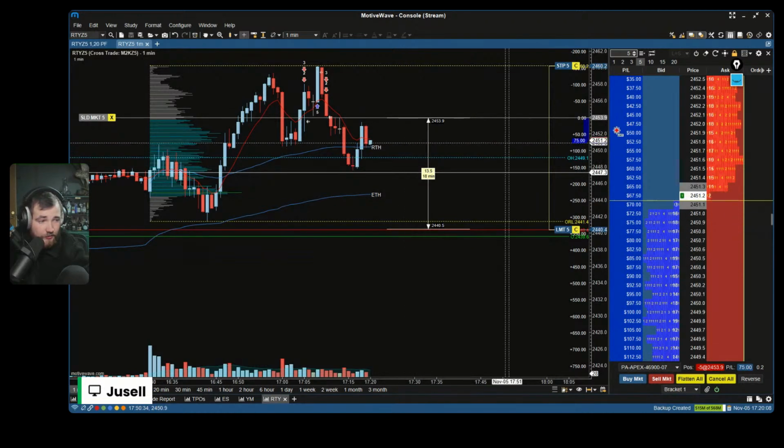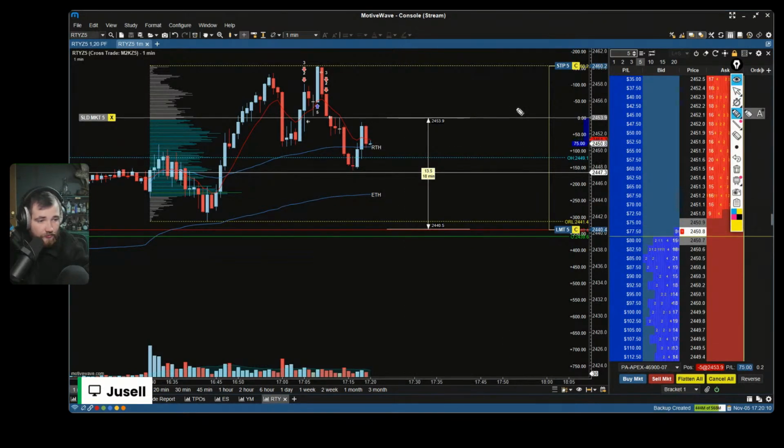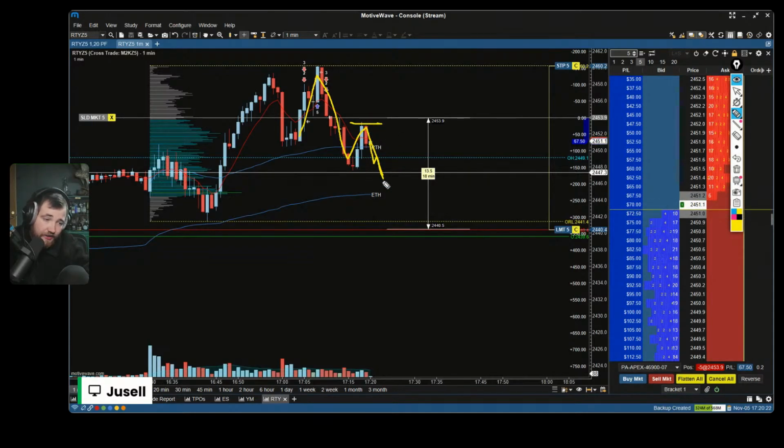Now we will see if we can break through RTH VWAP and make a lower low. If we make a lower low, like this, then I have confidence to put my stop here above the high and continue hopefully to the previous close.